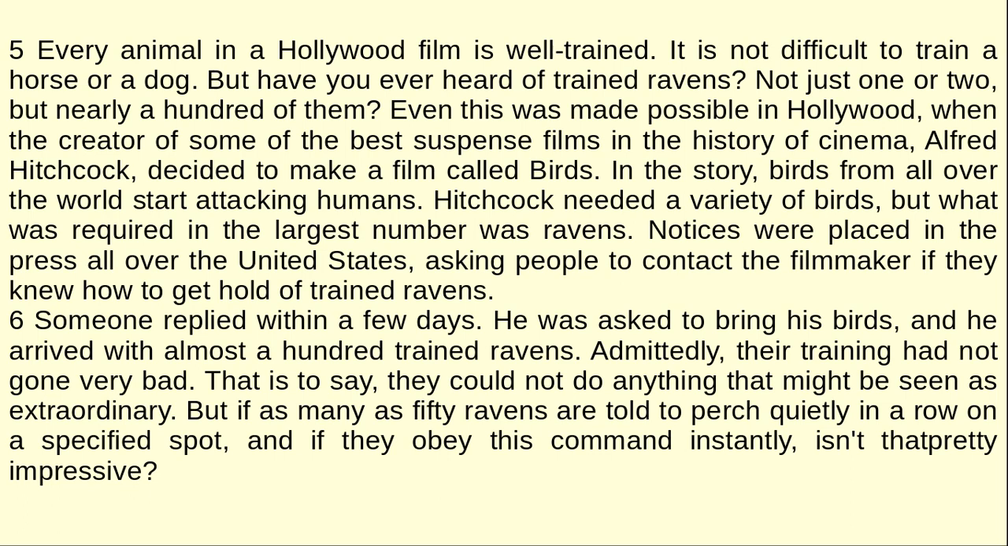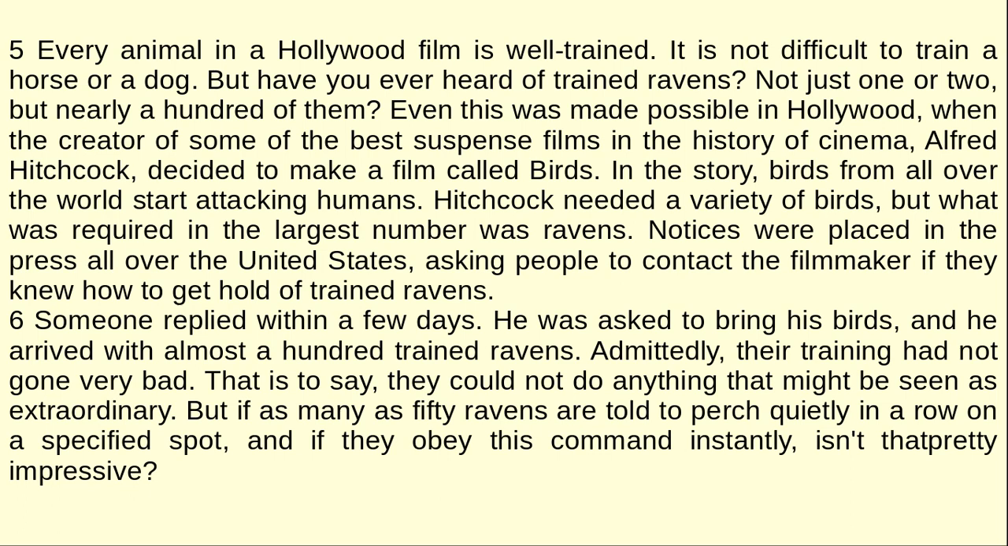Hitchcock needed a variety of birds, but what was required in the largest number was ravens. Notices were placed in the press all over the United States, asking people to contact the filmmaker if they knew how to get hold of trained ravens. Someone replied within a few days. He was asked to bring his birds, and he arrived with almost 100 trained ravens.